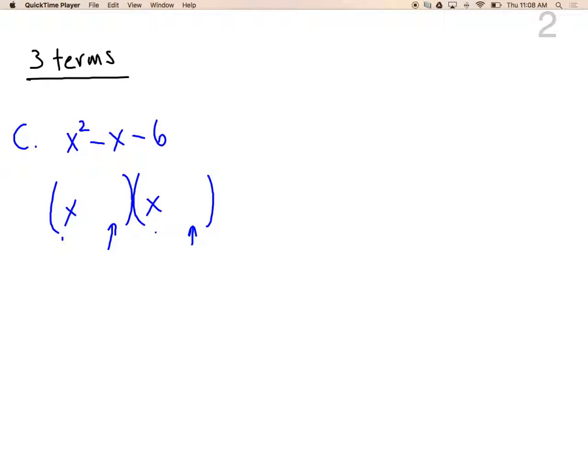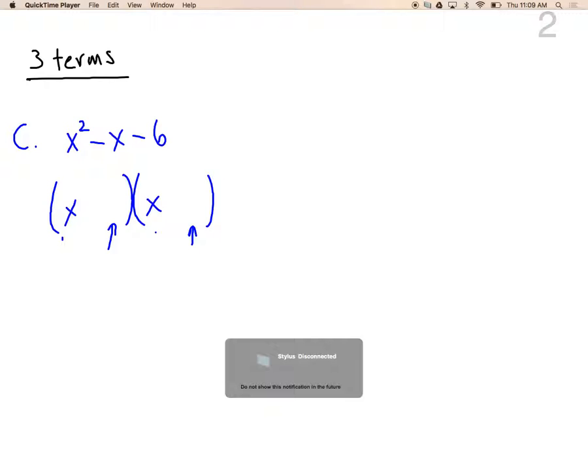No. Let's keep integer values. We don't want to get crazy. Oh, you're missing the easy one. Negative 6 and 1. Negative 3 and 2. She said that. 6 and 1. Well, negative 6 and 1, and negative 1 and 6. So 4 possibilities. We have to figure out which one works.